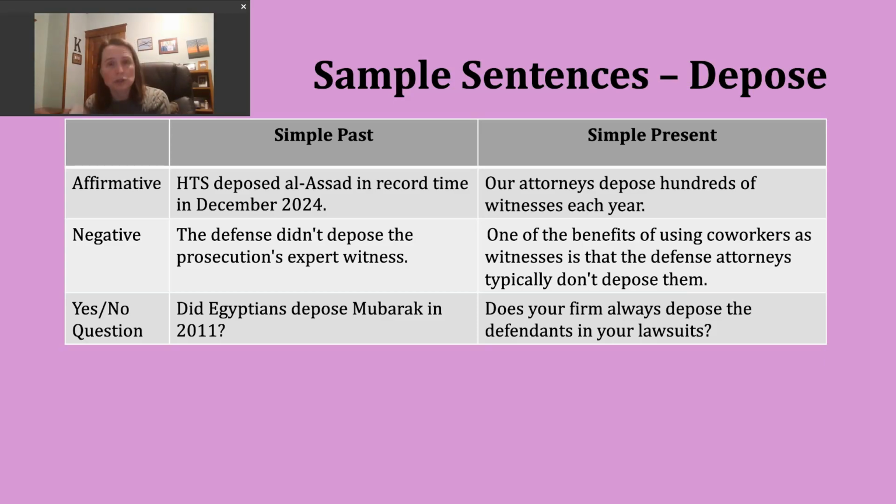To do that, you'll start with did, then you'll have your subject, and then the base verb. Again, I am not using the ed form of my verb here in the yes or no question. The only time I'm doing that is in the affirmative or in positive sentences. Let's take a look at that last yes or no question.